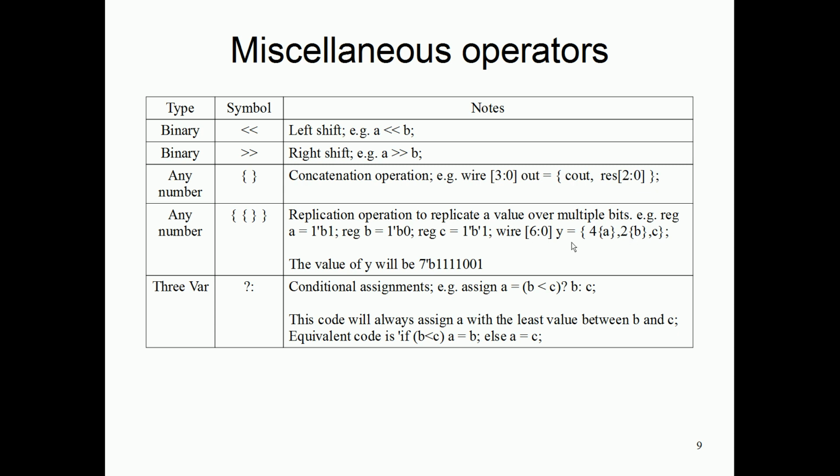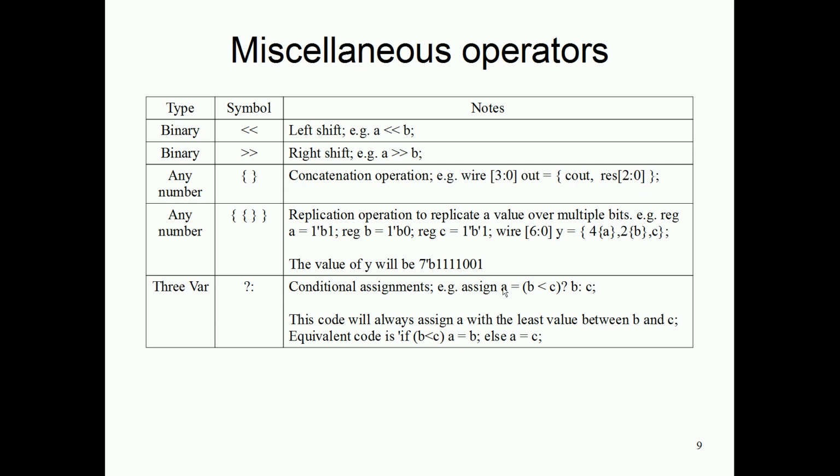So as a result of this assignment, the value of Y will become 1 1 1 1 0 0 1. The four 1s come from replicating the bit value A four times, then 0 0 is the replication of bit value B, which is 0, two times, and C comes directly here. So that's the one.